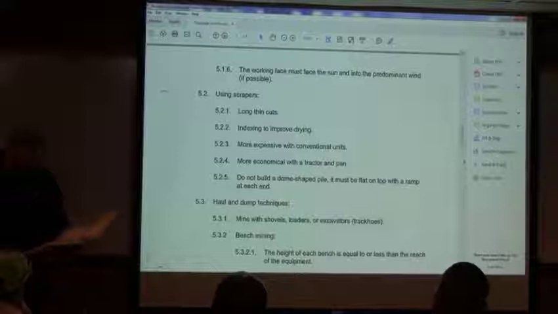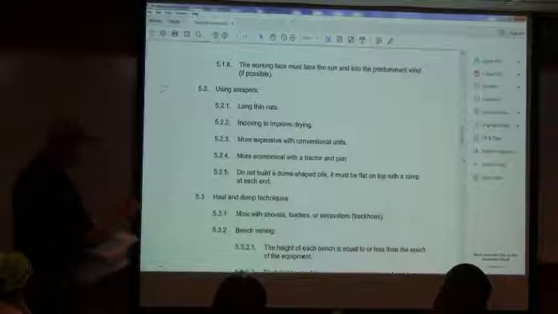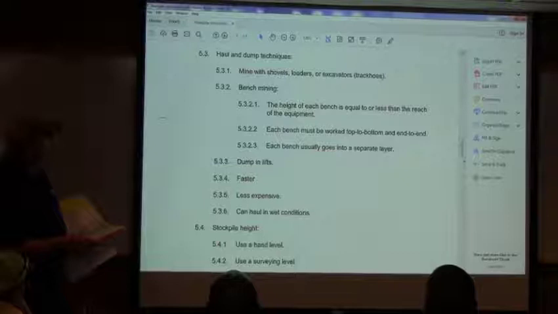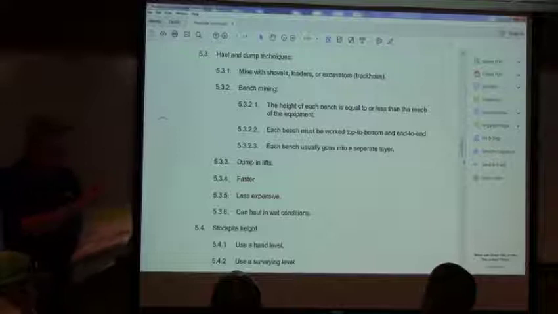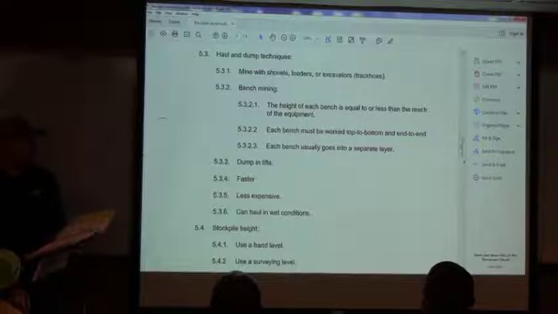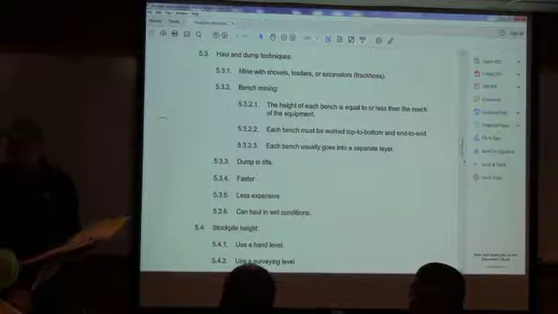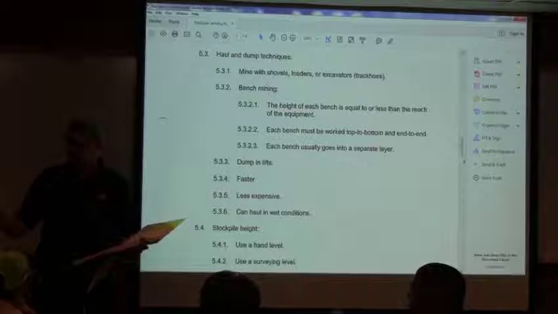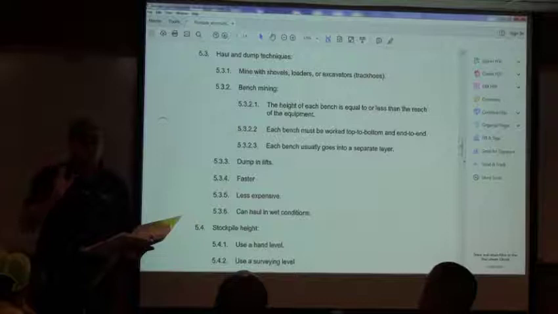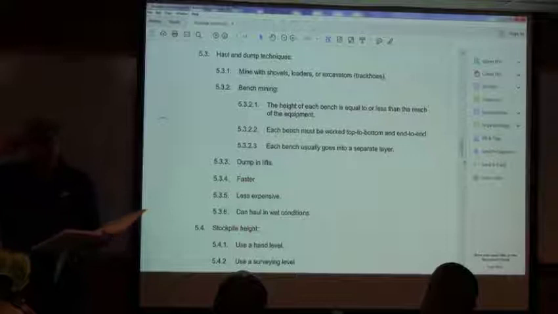Well, here's an important one. 5.3.2.1. The height of each bench is equal to or less than the reach of the equipment. Very good. If you've got a 650 excavator out there with a 19-foot reach, I don't know that we want to make a 19-foot cut. I really don't. We did a 13-foot cut once at Garrison, Texas, and what happened? The wall failed because we hit a real sandy spot and the wall started to fail, with the excavator sitting right on it. We got it out of there, but it was tricky.